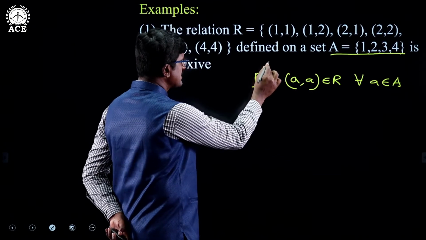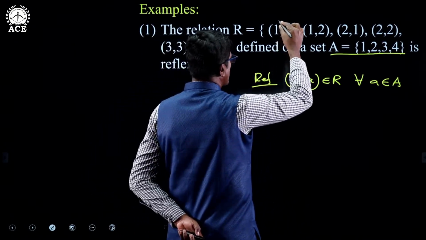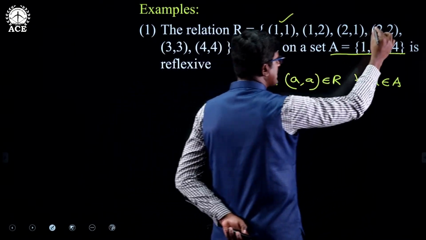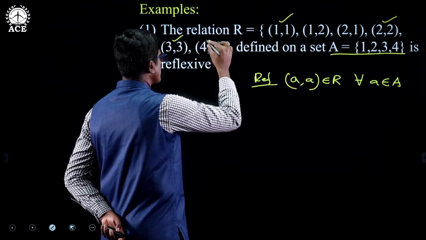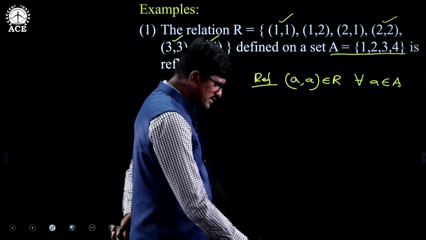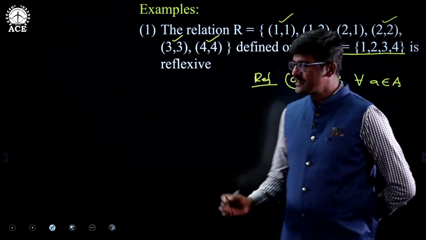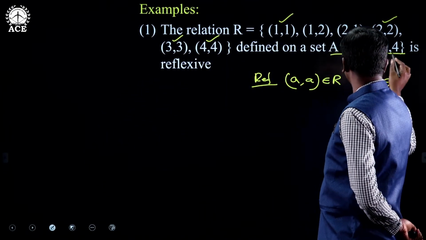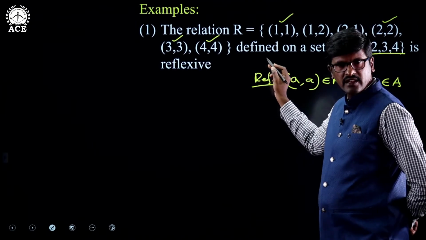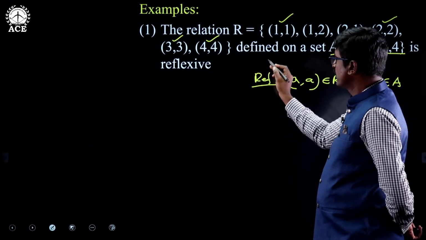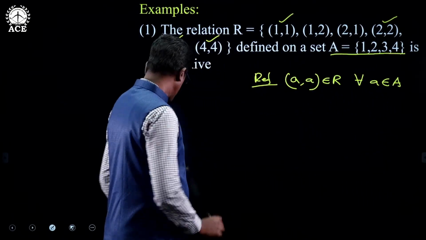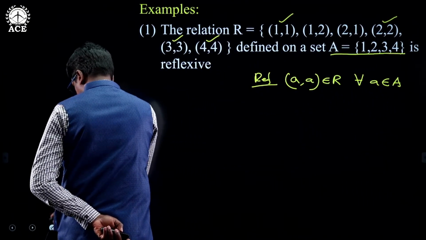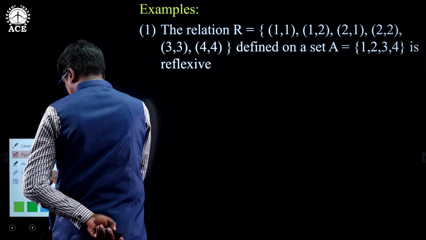Now if you observe this relation, there is (1,1), there is (2,2), there is (3,3), there is (4,4). Which means for every element in the set A, there is a mapping to itself. Therefore, this is reflexive relation. Let us see one more example.